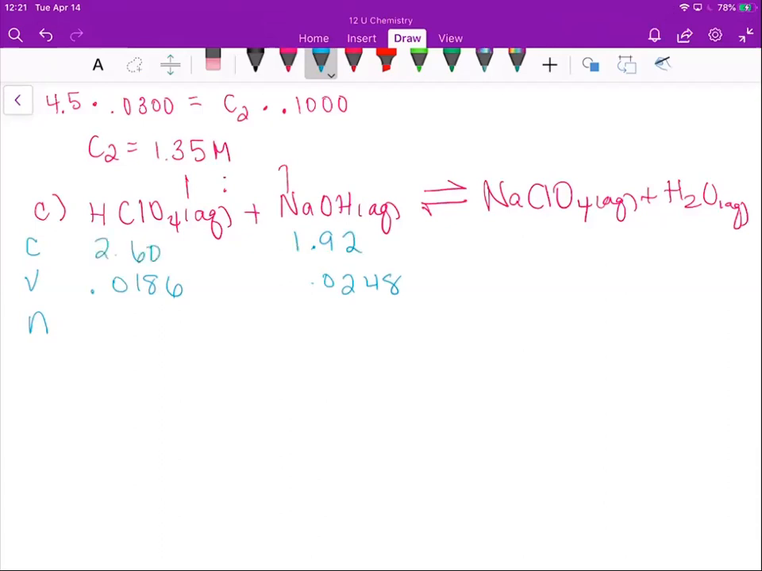Okay, so when you calculate the number of moles, you're going to see, let's see.